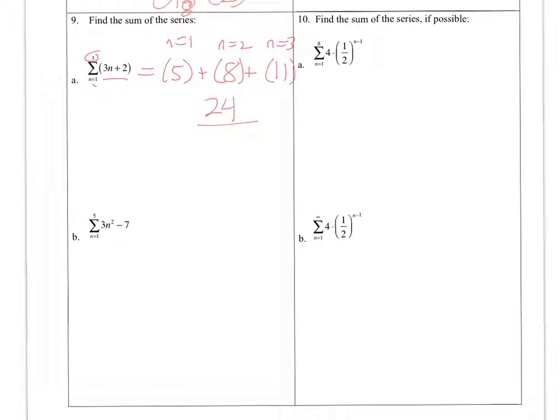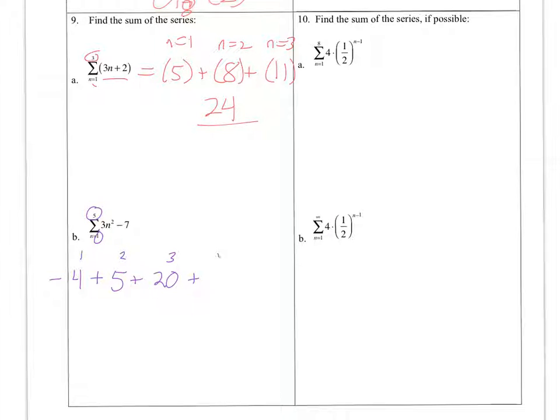For 9b, we're doing the same thing, but with a different sequence to use in our series. Now we're doing the first 5 terms, going from 1 to 5. So first term, 3 times 1 squared is 3, minus 7 is negative 4. Second term, 3 times 2 squared is going to be 12, minus 7 is 5. Third term, 3 times 3 squared is going to be 27, minus 7 is going to be 20.